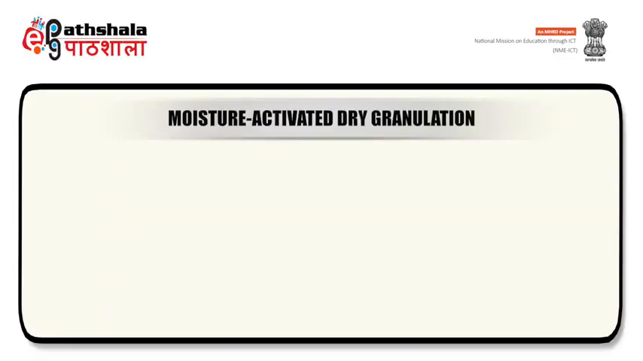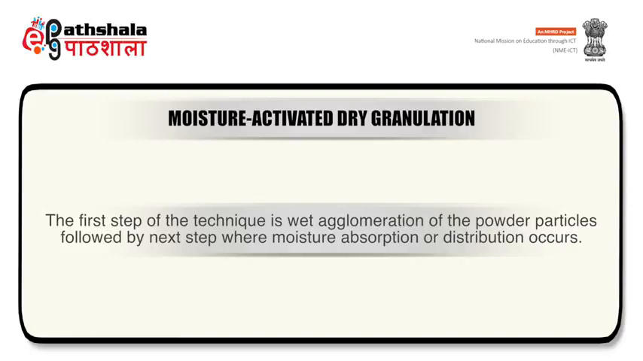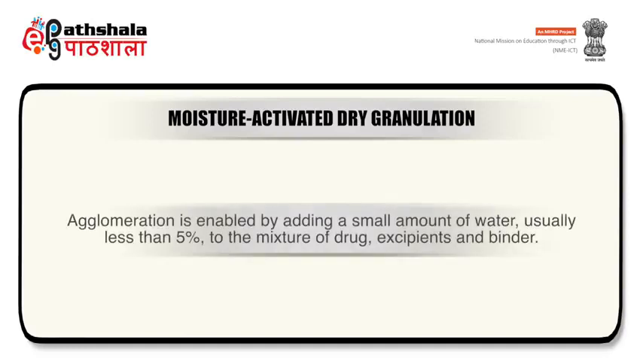Next is moisture activated dry granulation. This technique, also known as moist granulation technique, uses very little water to activate a binder and initiate agglomeration. The first step of the technique is wet agglomeration of the powder particles, followed by a next step where moisture absorption or distribution occurs. Agglomeration is enabled by adding a small amount of water, usually less than 5%, to the mixture of drug, excipients and binder.